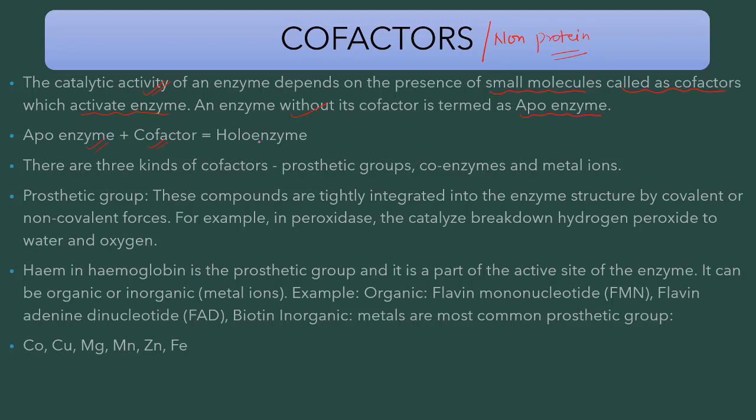Apoenzyme plus cofactor is equal to holoenzyme. There are three kinds of cofactors. Cofactors can be organic as well as inorganic: prosthetic groups, coenzymes, and metalions.